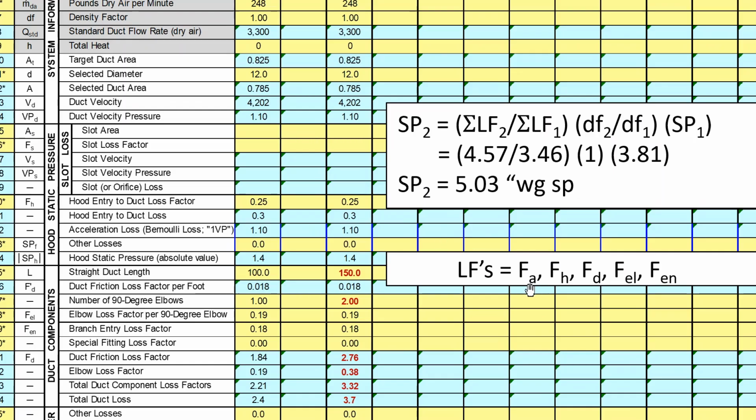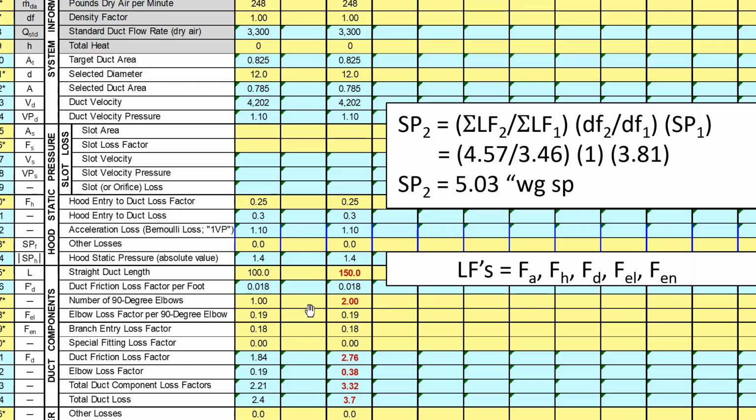Well, F sub A is always 1. F sub H, in this case, we did not make a change to our hood, so that stays 0.25. F sub D, what happens to F sub D? Well, we've changed our ducting from 100 feet of duct to 150 feet of duct. And while that does not change our F prime sub D, it does change F sub D. And F sub D then changes from 1.84 to 2.76. So this guy now becomes 2.76.